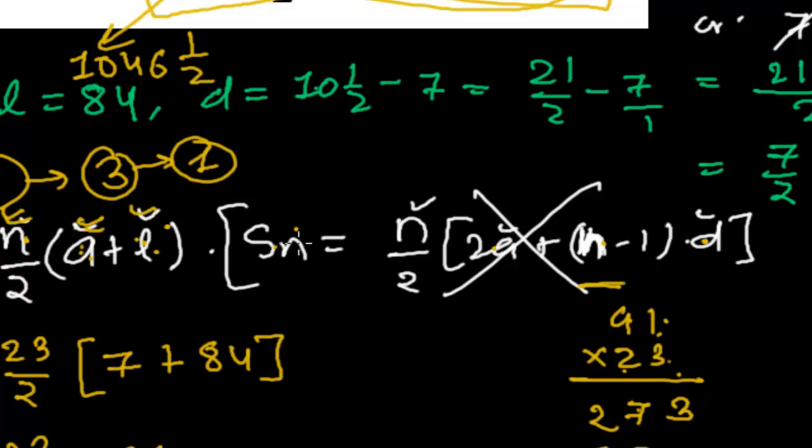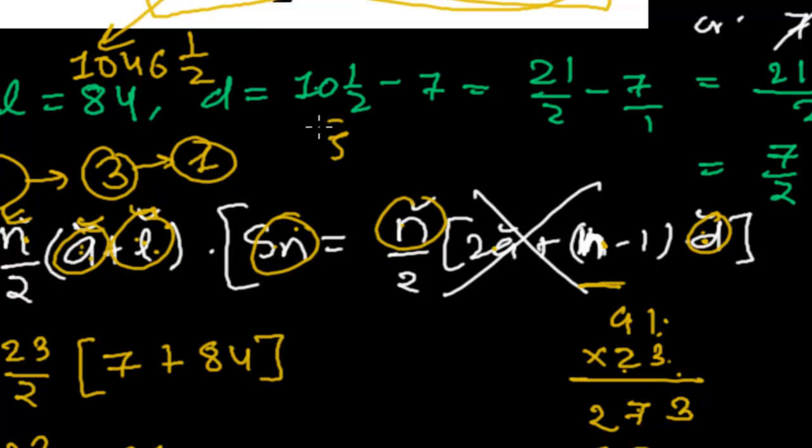See, 1 variable, 2 variable, 3 variable, 4 variable, right? And the first term also, so there are 5 variables in total. You'll be getting 3 variables and you have to find out any 2, right? In this sum of the n terms problem, always you will be given 3 things and you have to find out the rest of the 2 things, right? So I'm talking about most of the problems, not every problem, right?